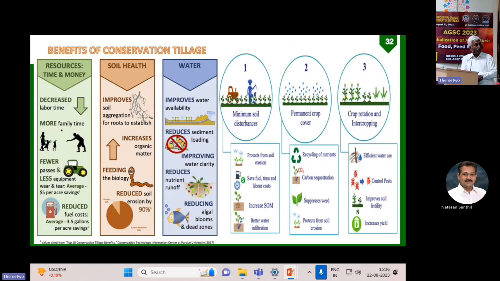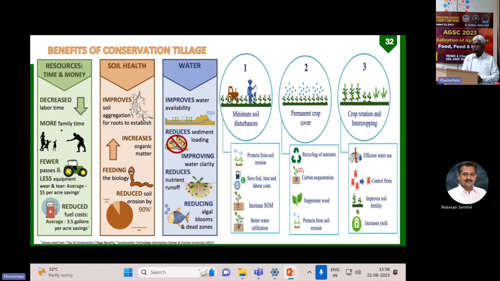The other issue is conservation tillage, wherein we maintain the residues on the soil surface. There is a lot of advantage in going for conservation tillage in the process of maintaining soil health. Like, if you go for conservation tillage, there will be decreased labor time, more family time, fewer passes, which avoids compaction, and reduced fuel cost. You know very well, conservation tillage came into existence mostly in the Western countries, wherein they go for heavy machinery.